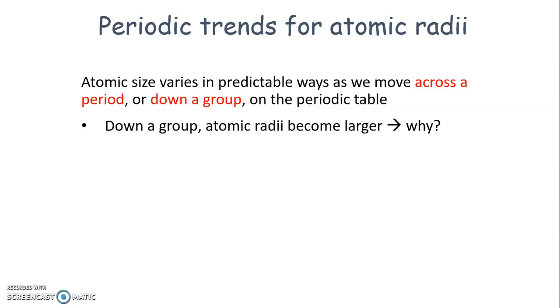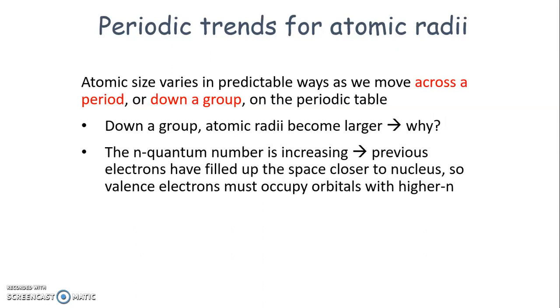One of the things. You also looked at ionization energy, which is the subject of the next video. Down a group, atomic radii become larger. Why is this? It's worth pausing the video and making sure that you can come up with this answer on your own, because it should really be obvious to you by now. The n quantum number is increasing. Remember, the n quantum number indexes the size of the orbitals that are being filled. The previous electrons have filled up the space closer to the nucleus, so the valence electrons have to occupy orbitals with higher n quantum numbers.